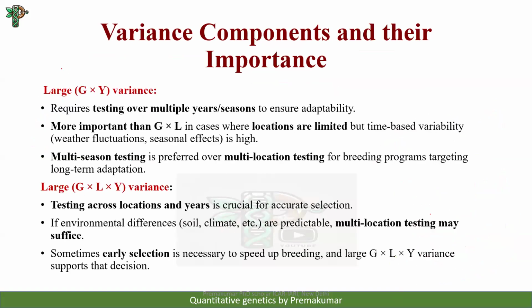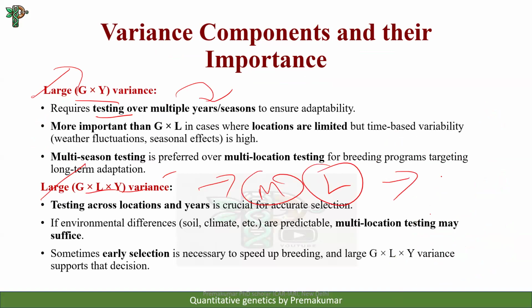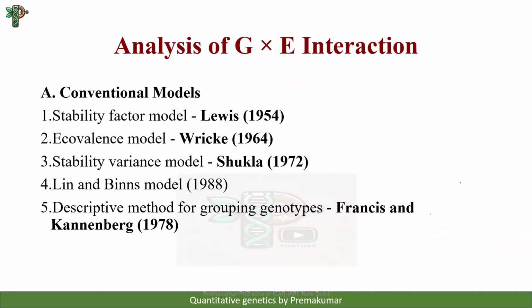For example, if we have a larger G into year variance, it requires testing over multiple years. If there is a large G into location variance, it requires multiple years and multiple locations. We need to evaluate for GE interaction, for estimation of GE interaction. Then how to analyze the GE interaction?